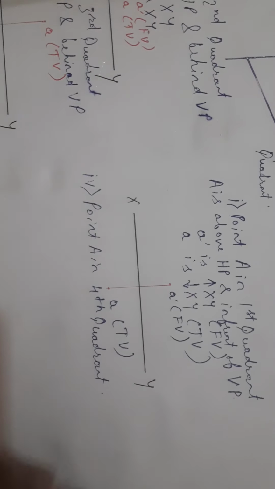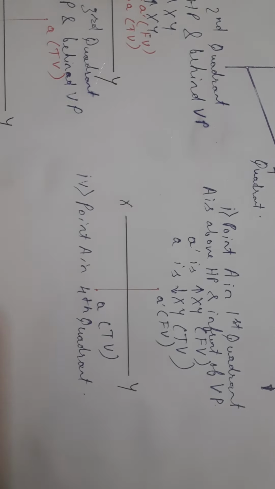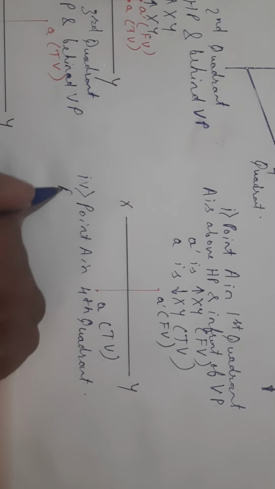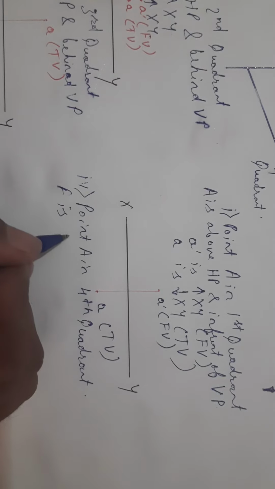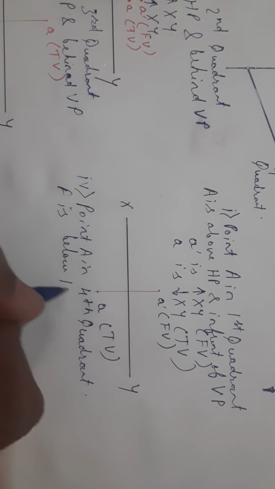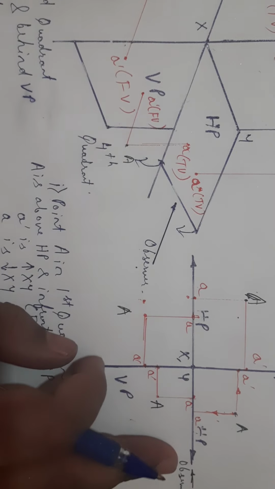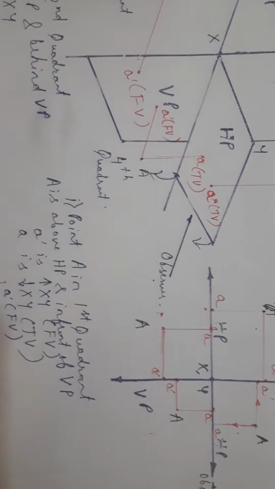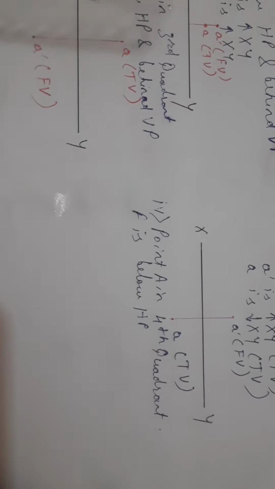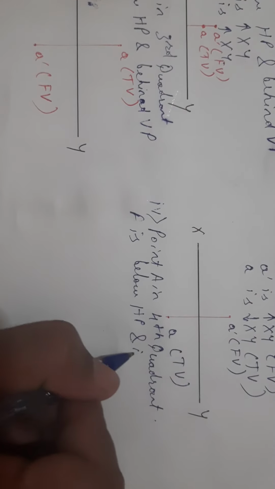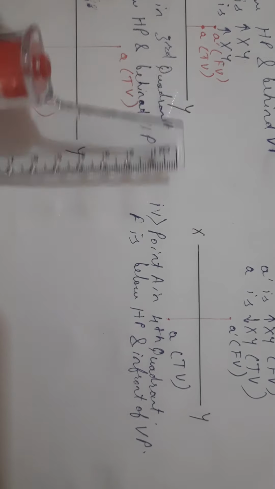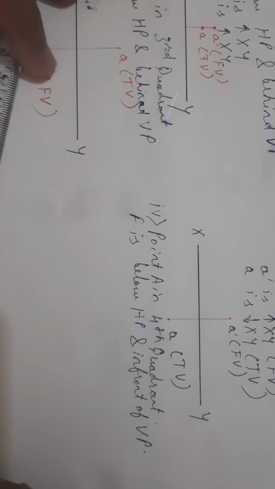How do I state this for the point in quadrant number 4? For that, I can write: A is below HP with respect to the observer. You can see it, friends. A is, with respect to the observer, below the horizontal plane and in front of the vertical plane. So let me write it now, below HP and in front of VP. So friends, let me draw it now.